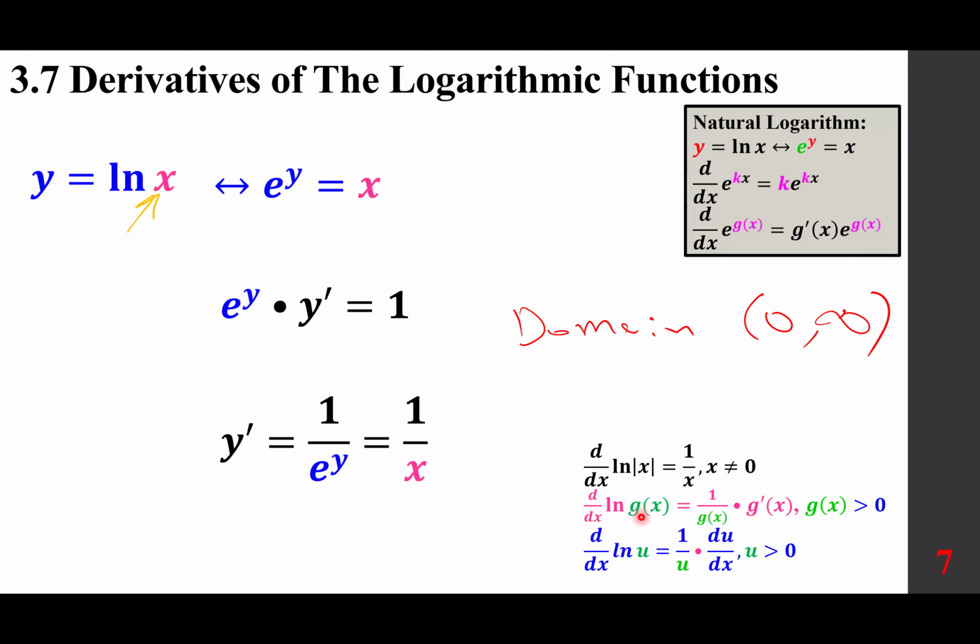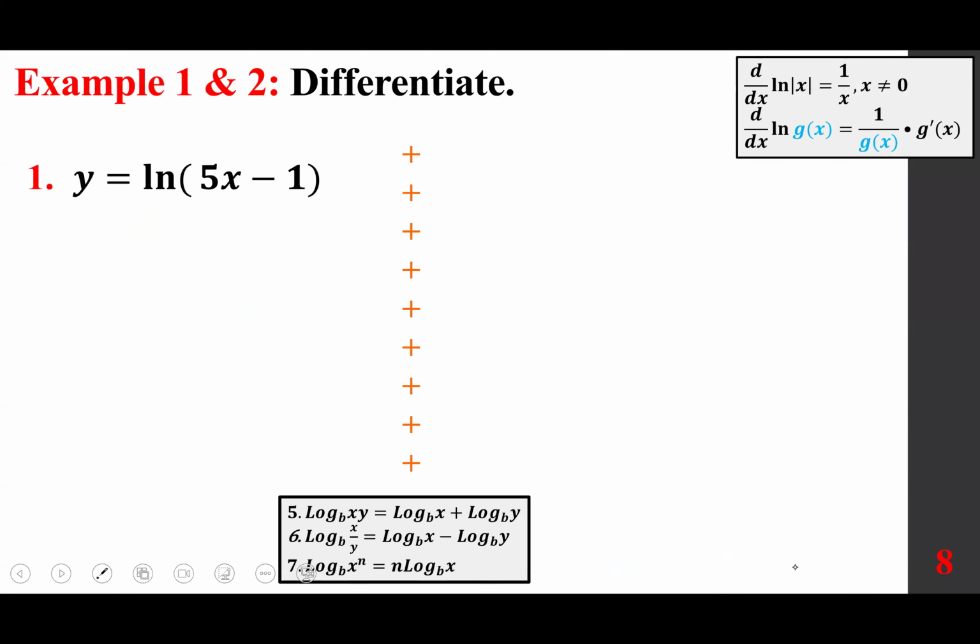What about d dx of ln of g of x? Then using the chain rule, the answer is itself, flipped over, and then by the chain rule times g prime, and again, g of x is positive. This will cover this concept. Instead of g, we may call it just u. d dx of ln u is 1 over u du dx. U must be positive.